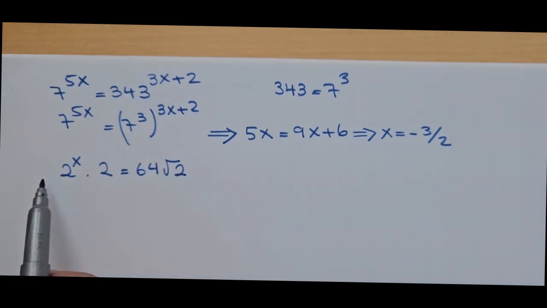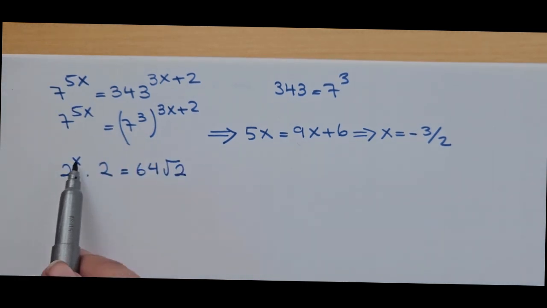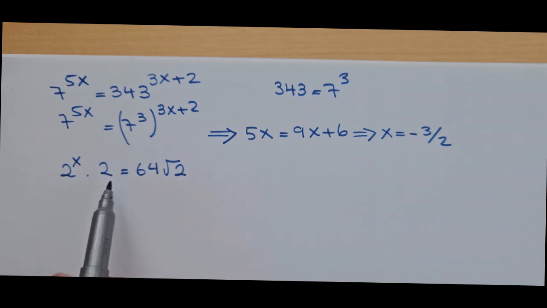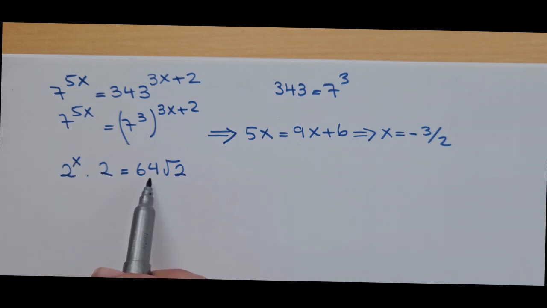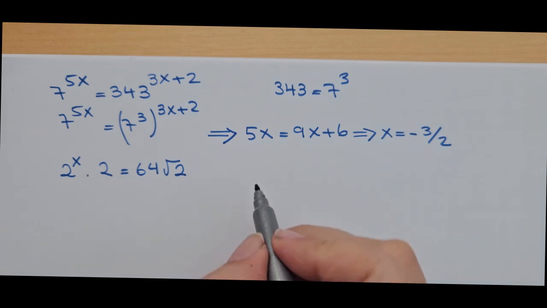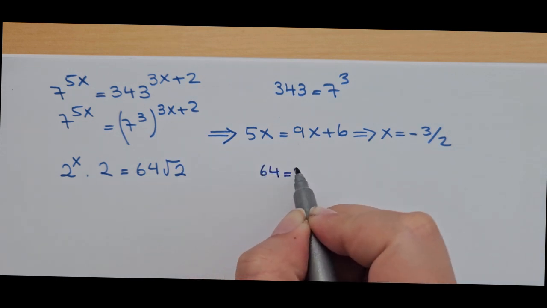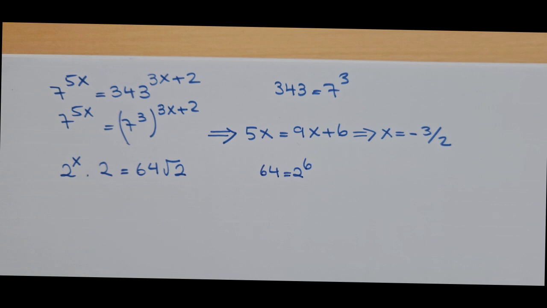Moving on to the next example, on this side we have 2 to the power x multiplied by 2. On this side I have 64 and then the square root of 2. First of all, 64 is a different base. We have to make it the same base. So 64, we substitute with 2 to the power 6. If we substitute with 2 to the power 6, we would have the same base on both sides of the equation.